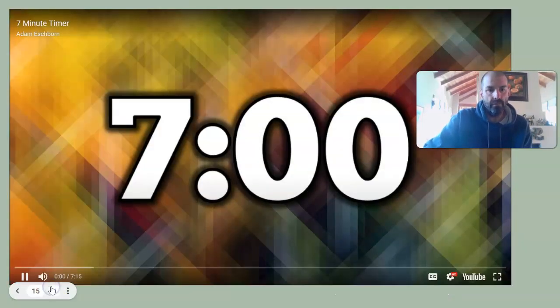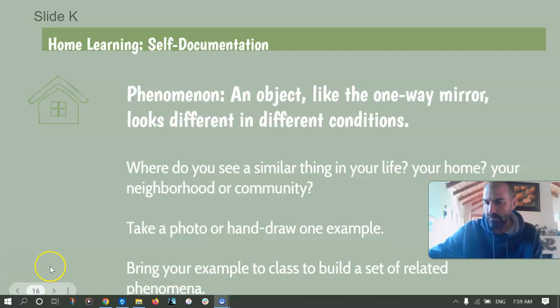Let's skip that. Remember that one of our jobs is to be looking out in the real world, like a scientist would, about the different phenomena that are like the ones we're looking at. Have you found anything? Send me a photo. Draw a picture.